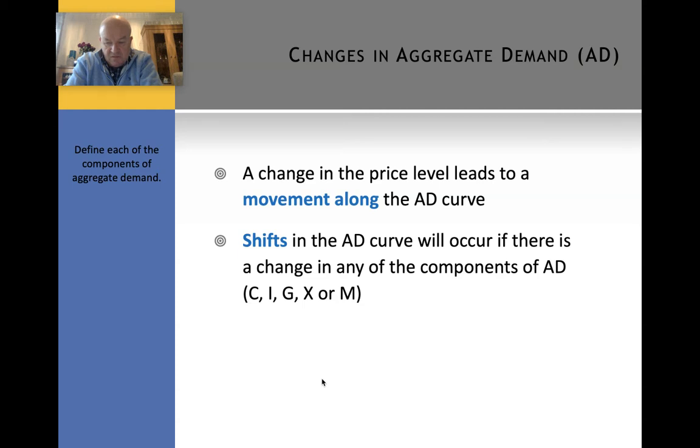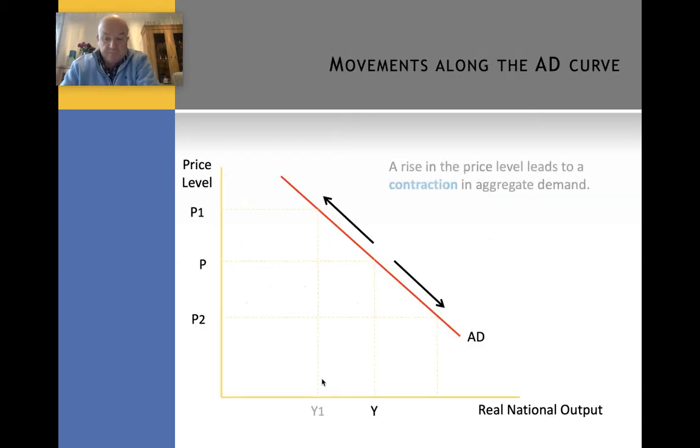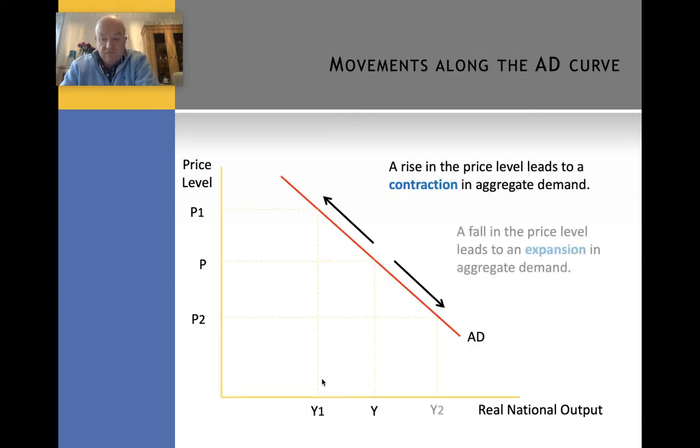And the view is that in the UK, as an example, around about 60% of all AD is down to consumption. So clearly, influencing consumption is going to have a significant effect on AD. Let's take a look at that explained or expressed graphically. In this instance, we're showing movements along the AD curve.